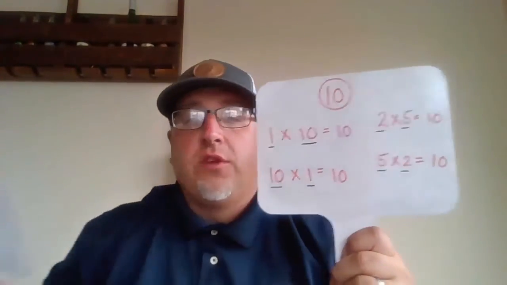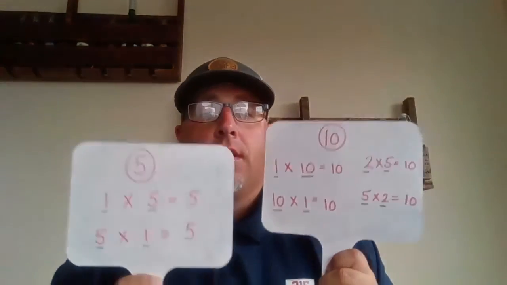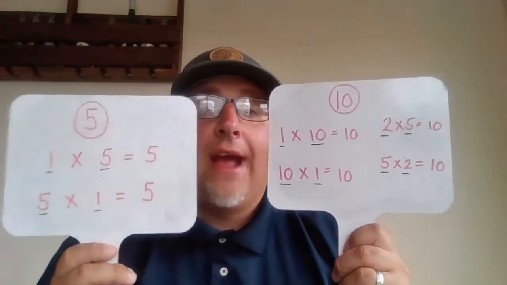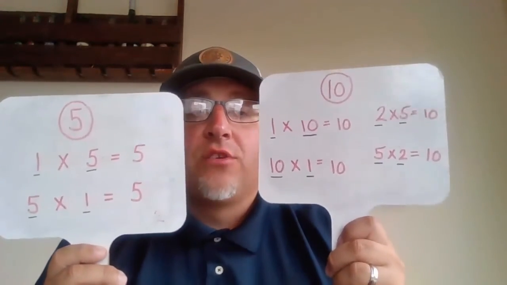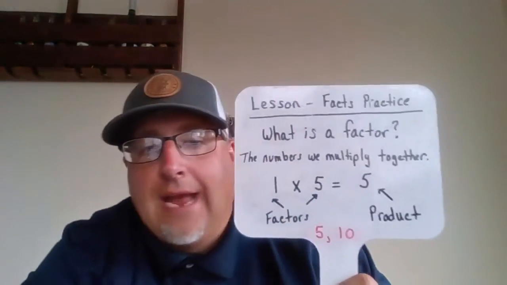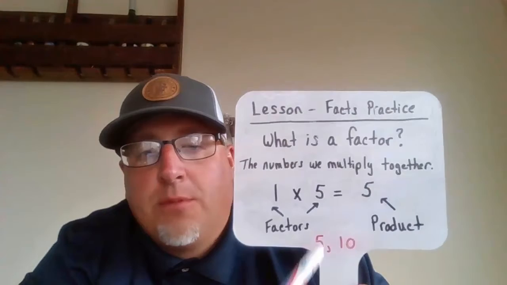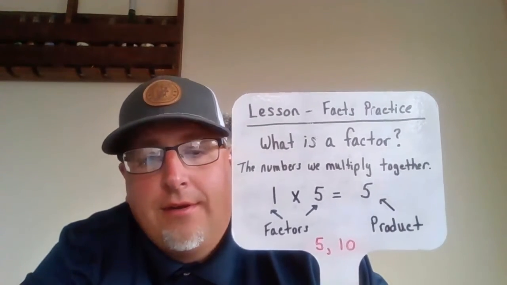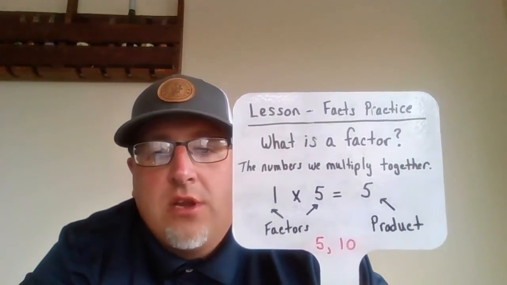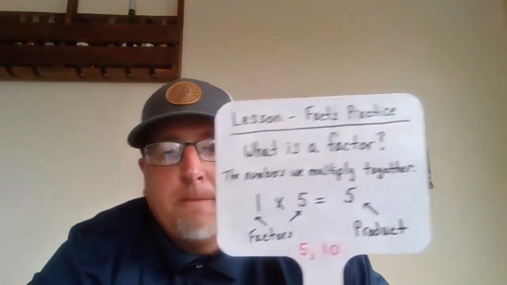So today, just to review, we looked at factors of 5 and factors of 10. Factors are the numbers we multiply together to get an answer. When we're talking about multiplication, that answer would be the product. So just to review again, the numbers we multiply together are the factors of a number, and the product is the answer.